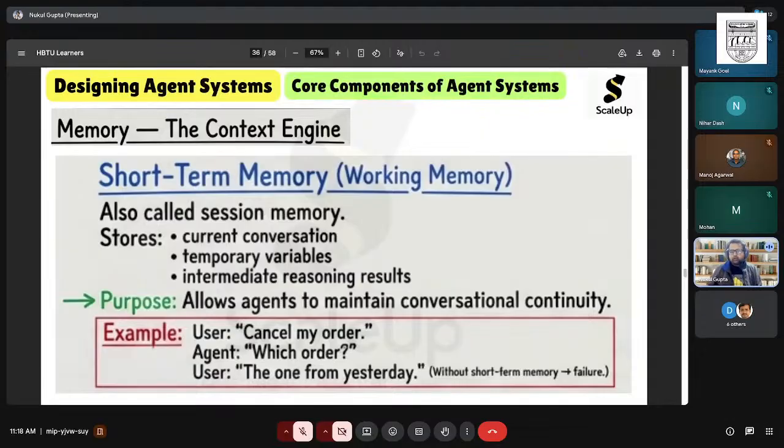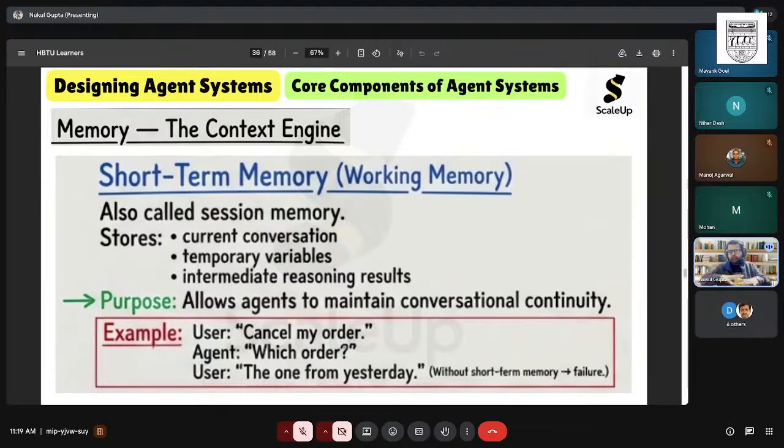For example, the user sends an intent: cancel my order. The agent will decide which order, or ask a clarifying question about which order you are talking about. The user will tell the order, the one from yesterday. Now, if we are storing the context, then LLM can very easily find it. Without short-term memory, it will get confused. The one from yesterday, it does not know. So context plays a very important role. Also, the interactions of the session are stored in short-term memory itself.